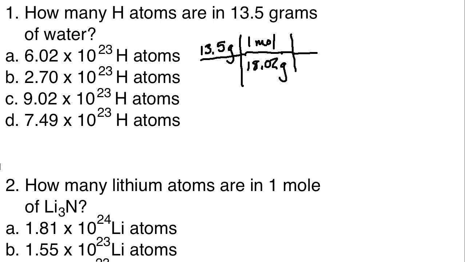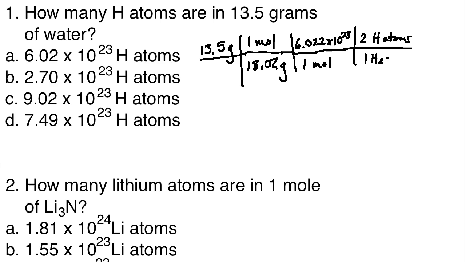So what I would need to do is I would say 1 mole of water is going to have 6.022 times 10 to the 23rd water molecules. And I can't stop there because that's just going to give me water molecules. I then need to say that there are 2 hydrogen atoms in every 1 water molecule.